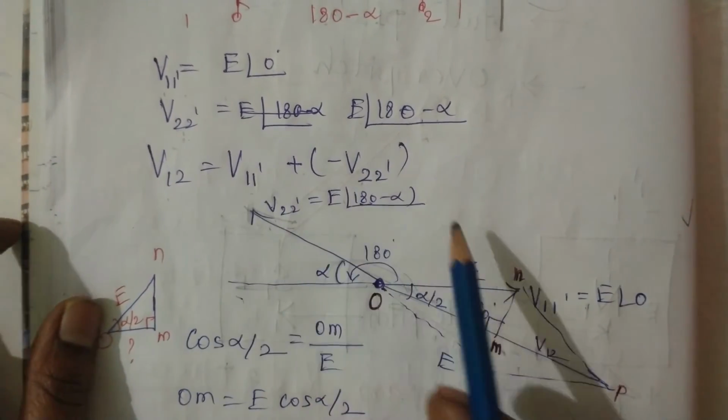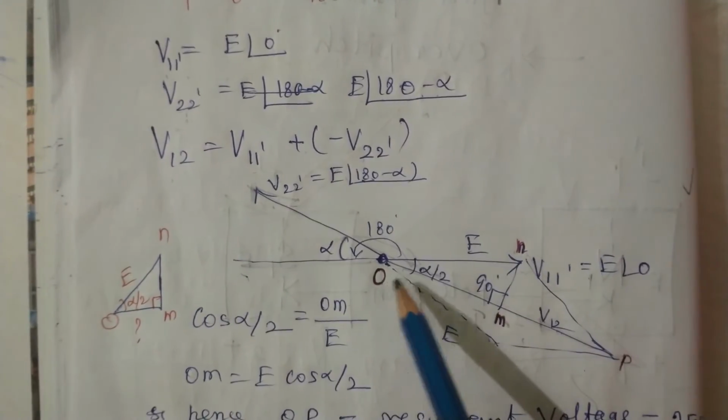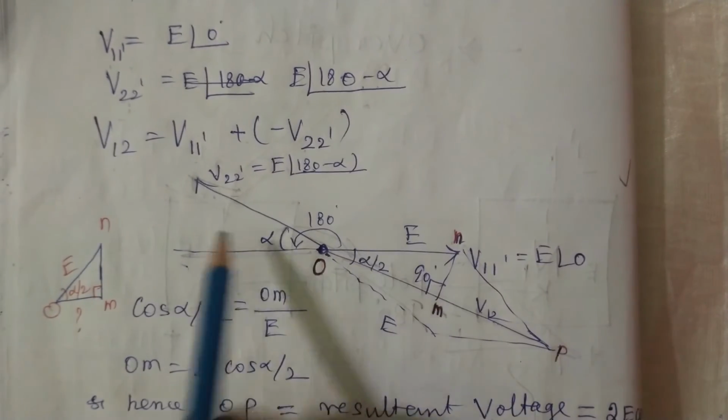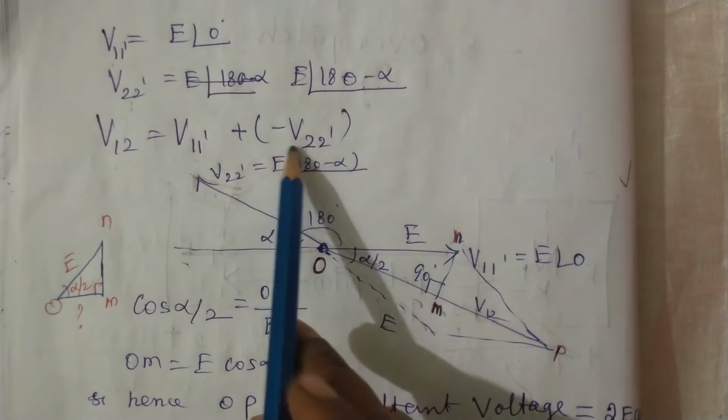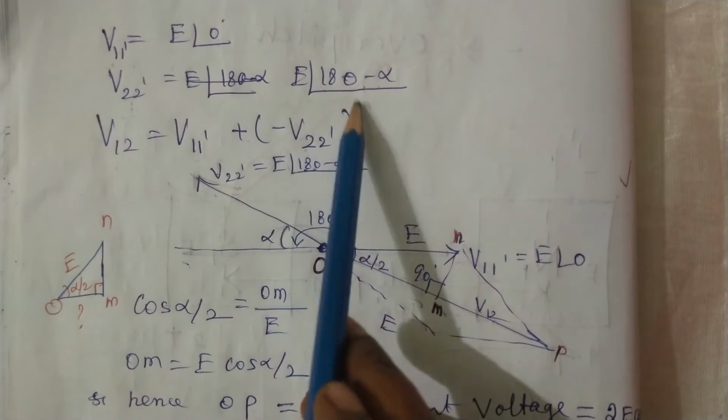To get the resultant voltage, we have to draw the vector diagram. In the vector diagram, the first parameter V11 dash is here, and V22 dash is at 180 minus alpha.